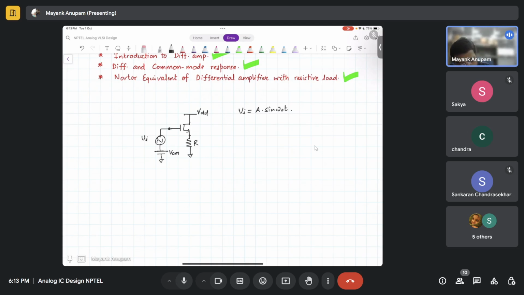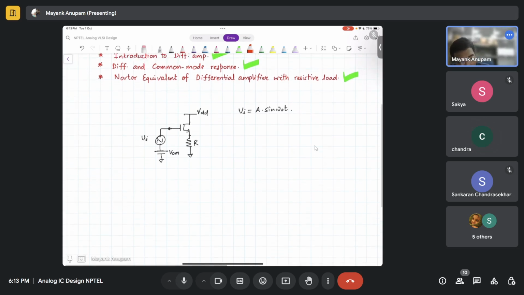So let's say this is biased in perfect saturation condition. Please just draw the characteristics also, like the square, the quadratic characteristics, and the VDS. Okay, so let me finish this first.